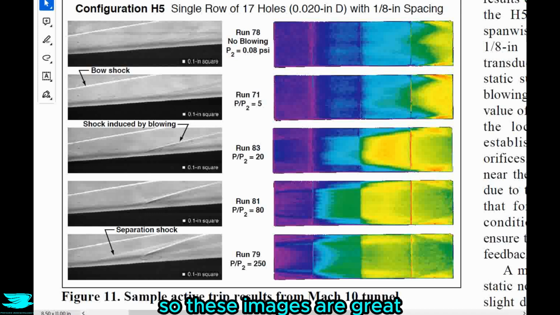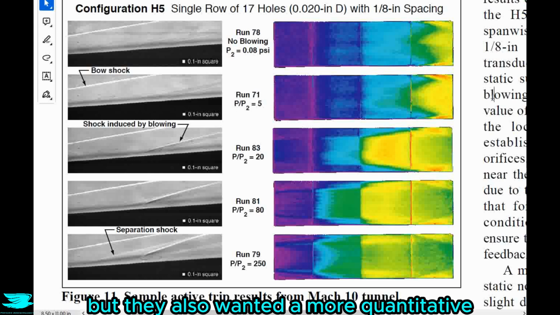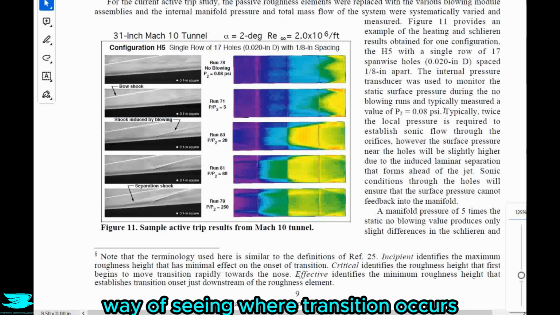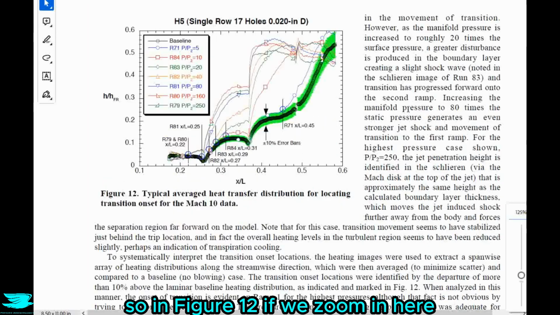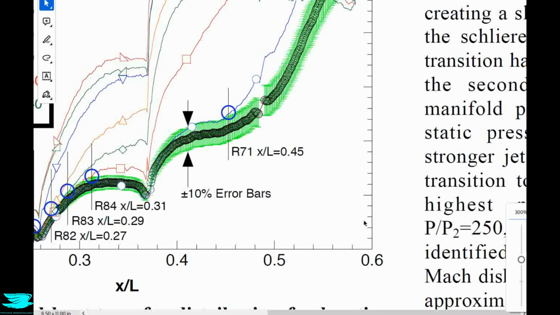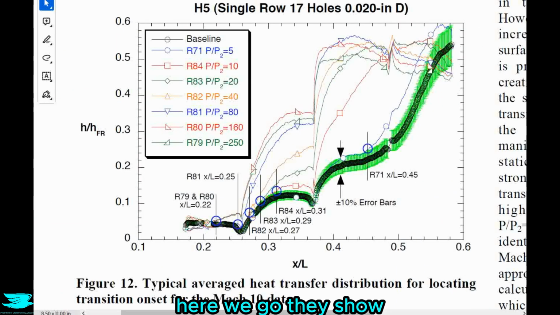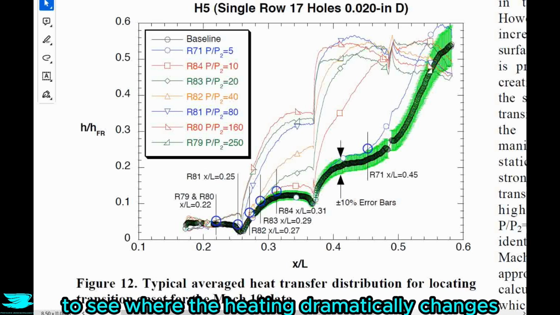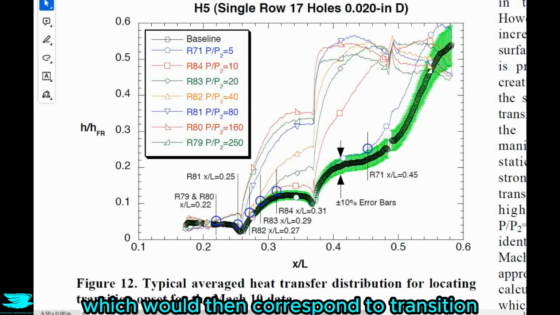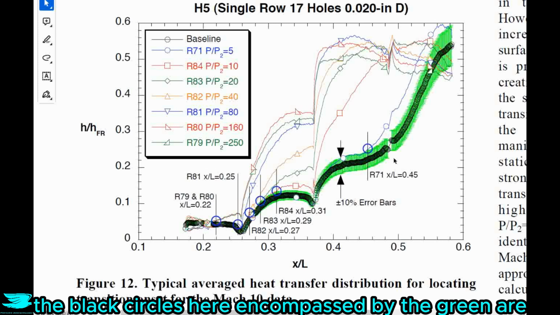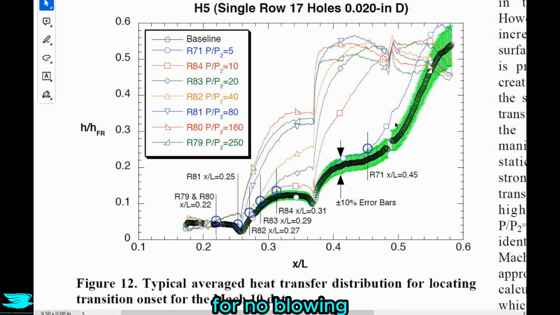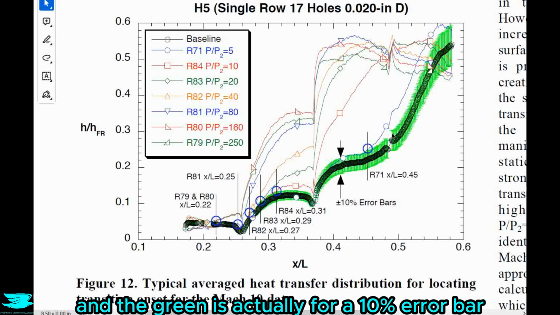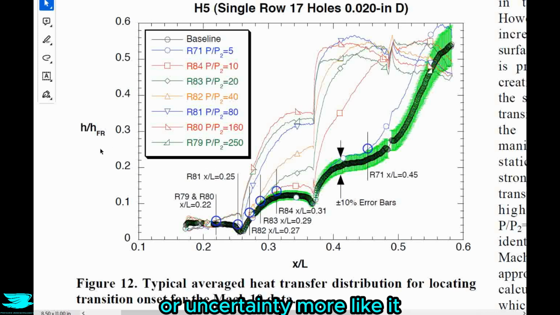So these images are great, but they also wanted a more quantitative way of seeing where transition occurs. So in figure 12, if we zoom in here, we go. They show the average heating distribution over the surface to see where the heating dramatically changes, which would then correspond to transition. The black circles here, encompassed by the green, are for no blowing, and the green is actually for a 10% error bar, or uncertainty, more like it.